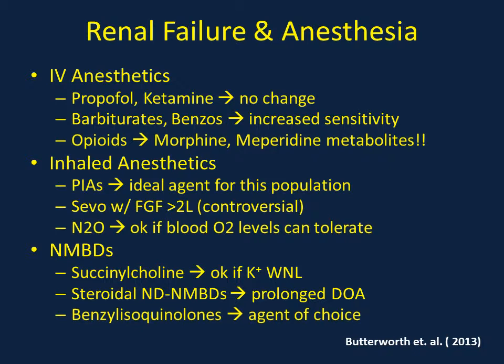Inhaled anesthetics are reported to be an ideal agent for this population, specifically the volatile agents. Nitrous is okay if blood oxygen levels can tolerate having a lower concentration of oxygen to accommodate the nitrous. And then sevoflurane with fresh gas flows greater than 2 liters related to compound A, and we all know, we've discussed this in class with regards to the studies done on pregnant sheep and then some rats with regards to renal issues, but it really hasn't panned out in the human species.